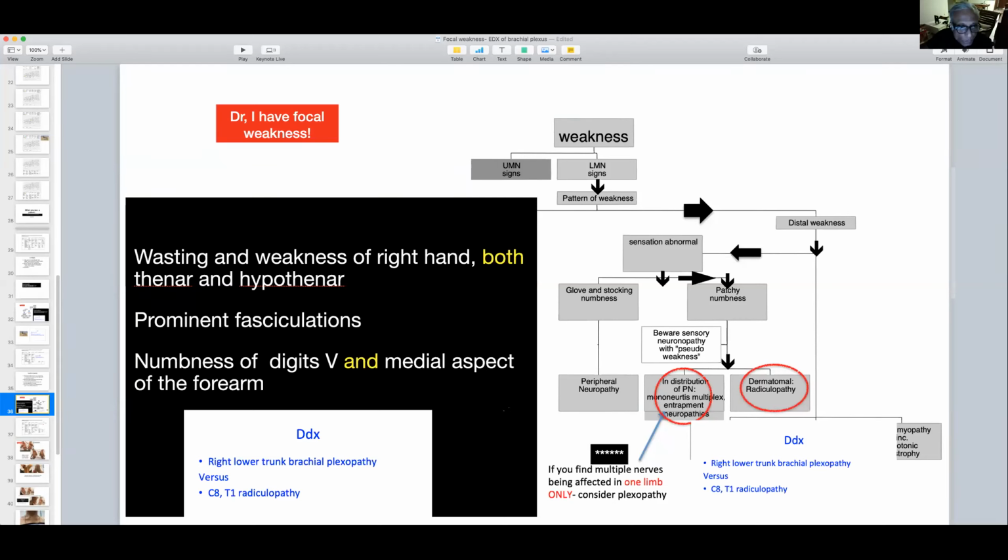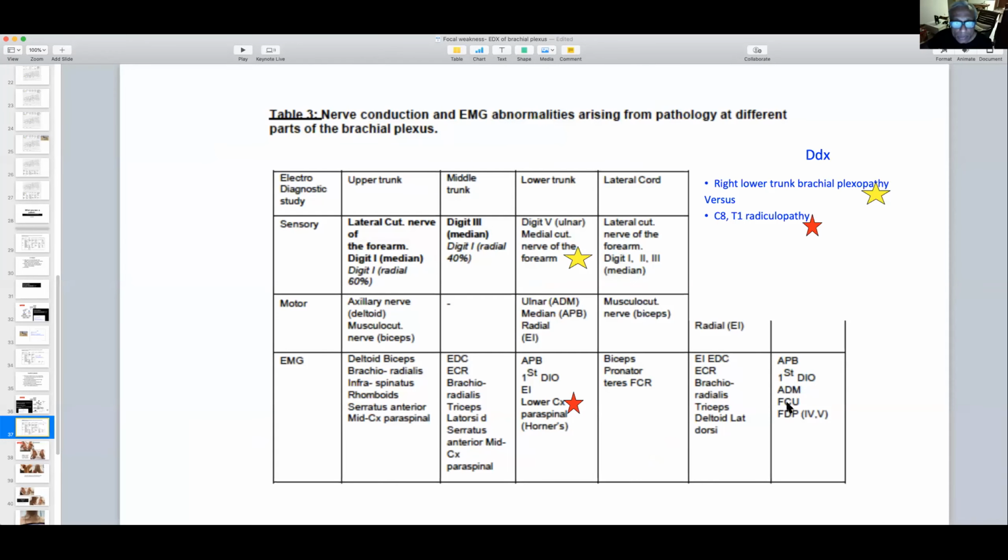So differential diagnosis is right lower trunk brachial plexopathy versus C8 and T1, because obviously C8 cannot explain just thenar eminence, so you need both. C8 T1 radiculopathy. Again, how would you differentiate it? We go to our table. In the lower trunk pathology, you would expect digit 5, very easy nerve to do, routine nerve conduction study, ulnar nerve recorded at digit 5 will be abnormal. And you add on one more nerve, medial cutaneous nerve of the forearm. If these 2 are abnormal, we know straight away this is a plexopathy.